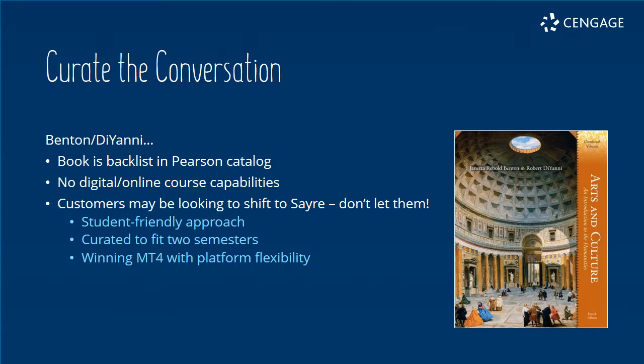For Benton and Diani users, this is probably the lowest hanging fruit in the competitive world that you have. The book is backlist with an old copyright. Customers are getting no digital support whatsoever with this title. Pearson is probably looking to shift these users to SARE, stop them before they do. Think of the talking points around Revel versus MindTap and the benefits of culture and values over Pearson's The Humanities.